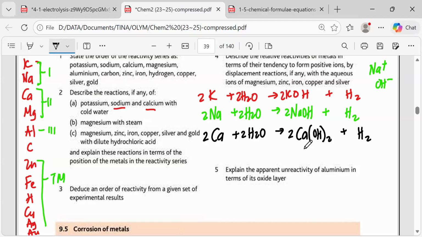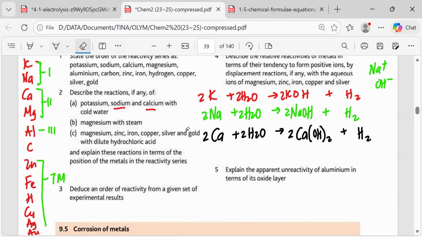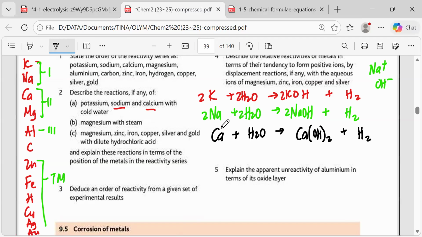Is it balanced? No, not balanced like that. Wait. 2, 2. Now it's balanced. Okay. Now it's balanced. Can you understand?